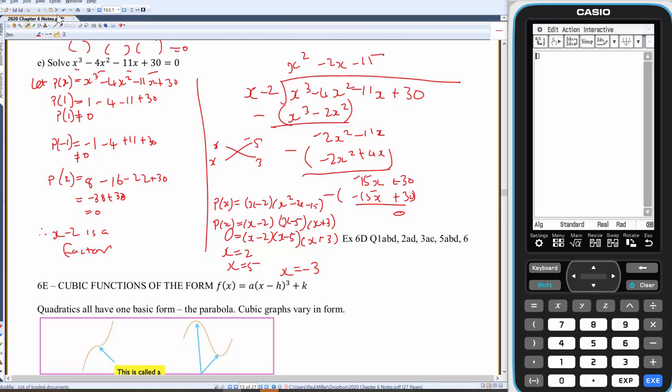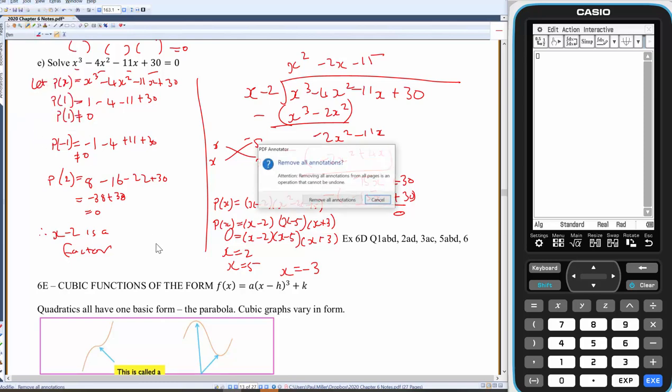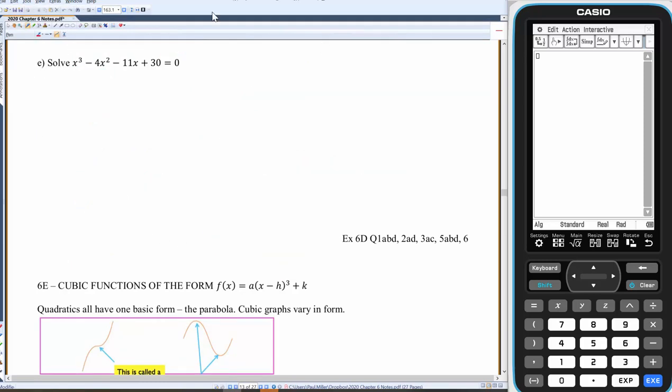Now what I'm going to do is use the equating coefficients method. So remove them. Okay, so we know that P of x equals, and the factor we found earlier was x take 2, and what we've got to do is think about the quadratic that would sit in this spot. Now that must be x squared, and that must be 15 plus b of x. No, that's take 15.